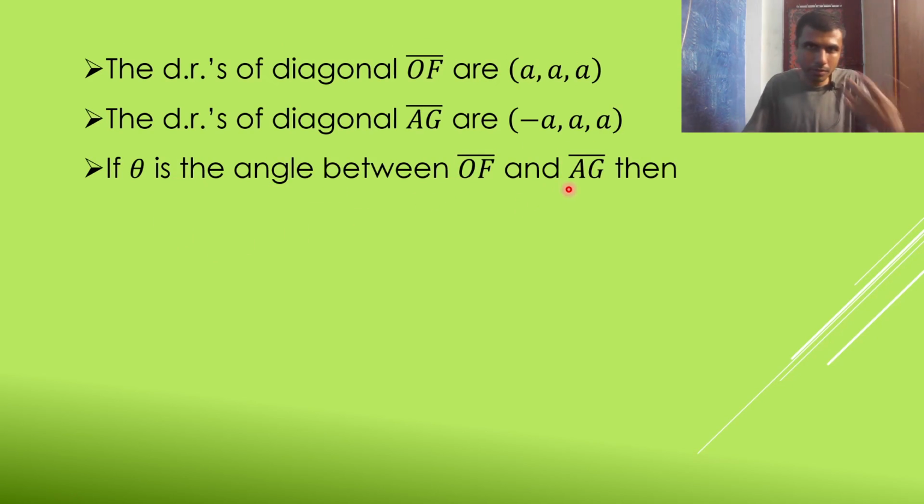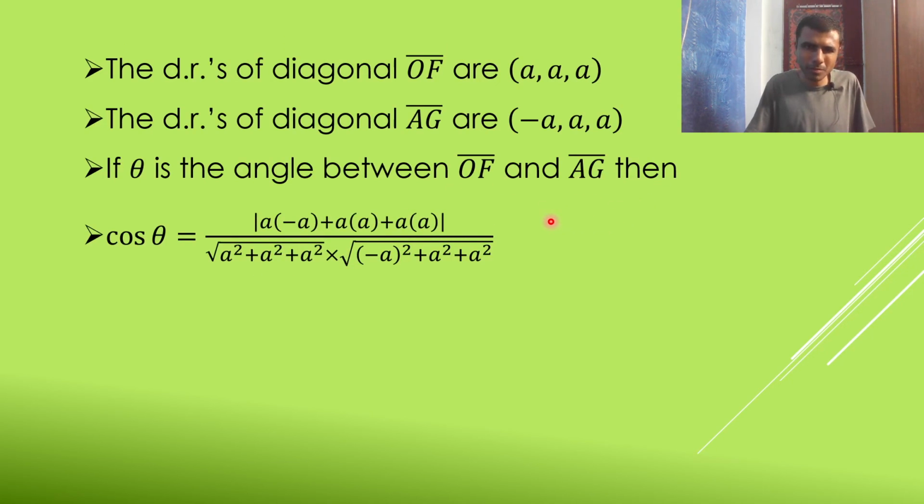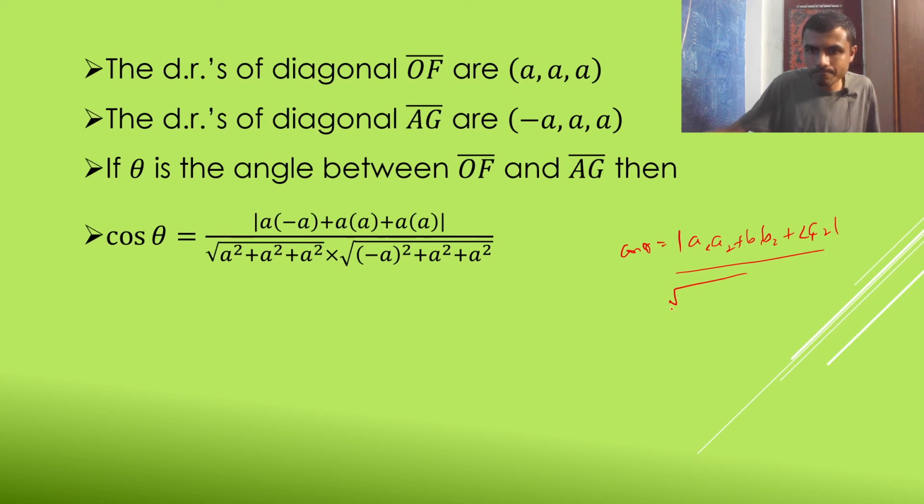If theta is the angle between the diagonals OF and AG, then the cos theta formula, you know it, right? I'll just write it down. Cos theta is equal to mod of A1 A2 plus B1 B2 plus C1 C2, divided by root of A1 square plus B1 square plus C1 square, into root of A2 square plus B2 square plus C2 square.